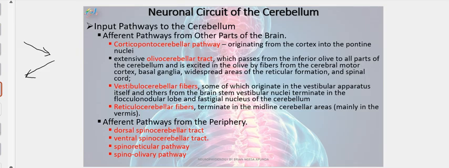Our local input, the one that we just discussed, is the input from the red nucleus of the midbrain, but it can also be fed by signals from the cerebral motor cortex, basal ganglia, and some widespread areas of the reticular formation from the spinal cord, so that it eventually feeds our cerebellum.